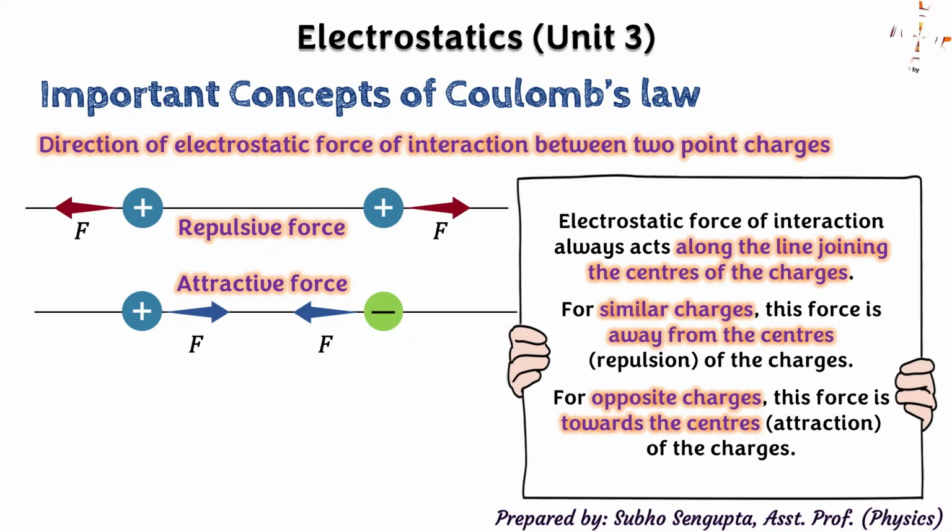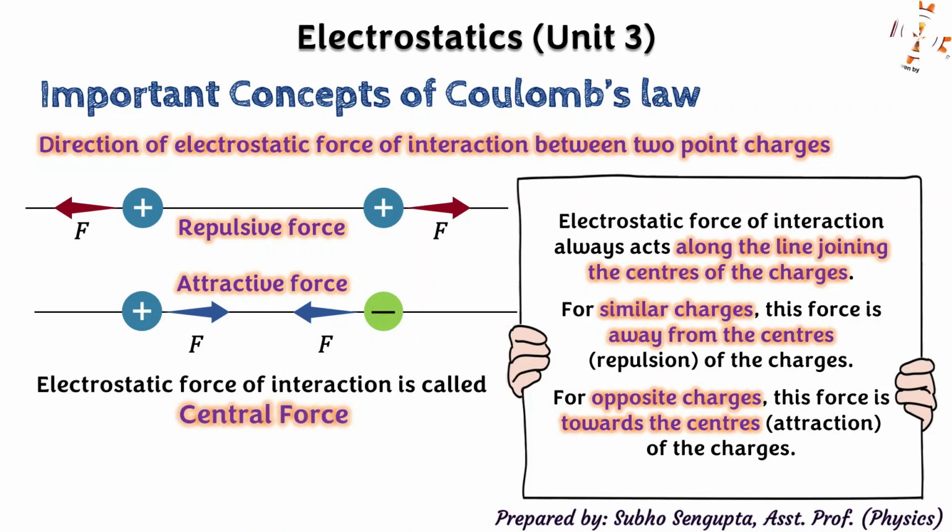One important information we obtain from this discussion: electrostatic force of interaction is also called the central force. Why is it called so? Remember, the force that acts along the line joining the centers of two bodies is called a central force. The magnitude of central force depends only on the distance between the two bodies. Since the electrostatic force of interaction satisfies these conditions, hence it is called central force.